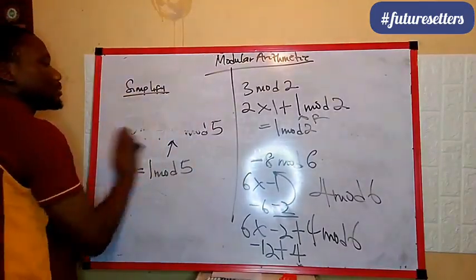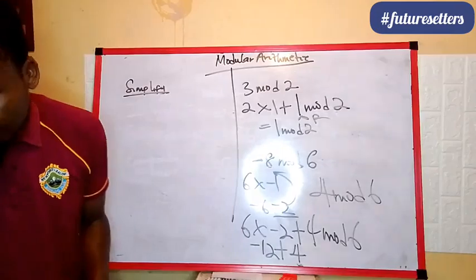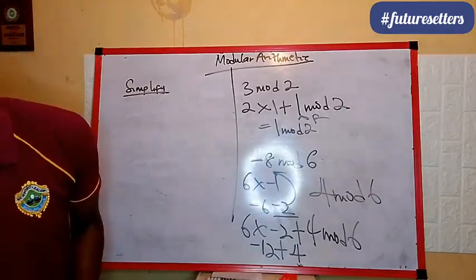Now we also have another example which we are going to try together. So let's say, for example, we are given, simplify 31 mod 9.